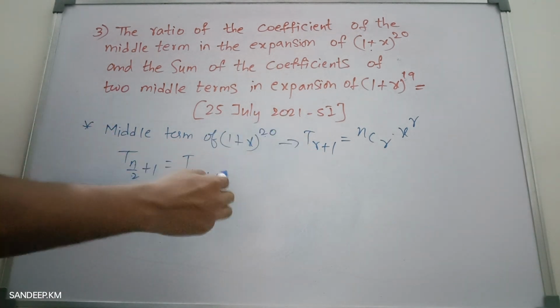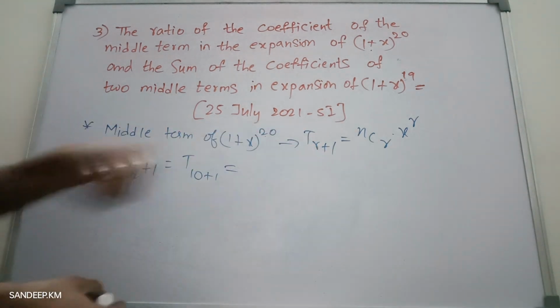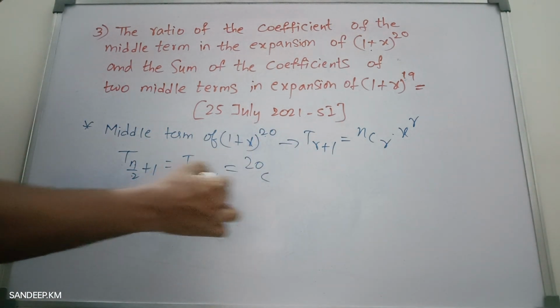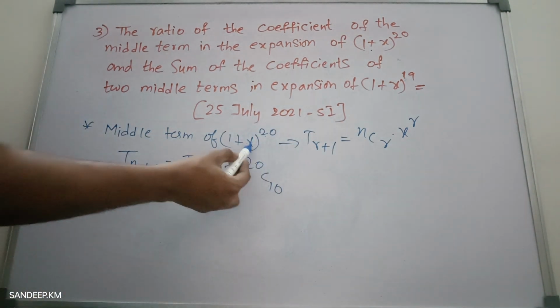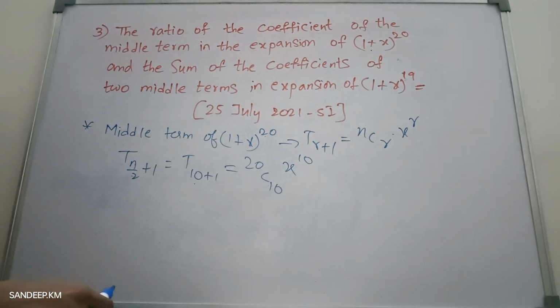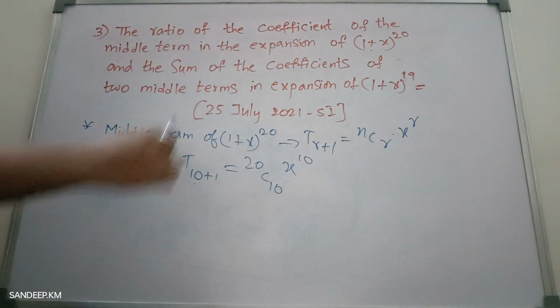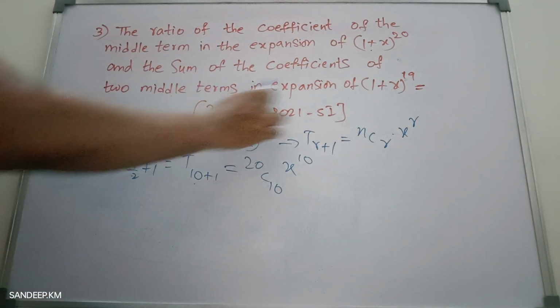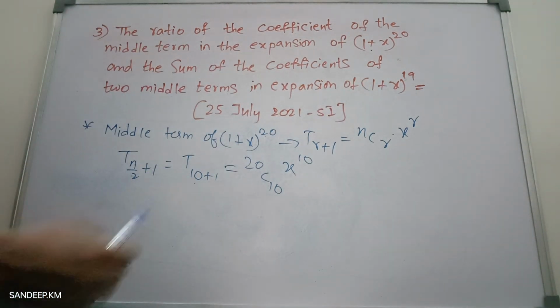And using the general term, what is it? nCr, that means 20C10 into x power r. x power r means x power 10. So dear students, this is the middle term of this particular expansion. And then let us also find the middle terms in this expansion, (1 plus x) whole power 19.